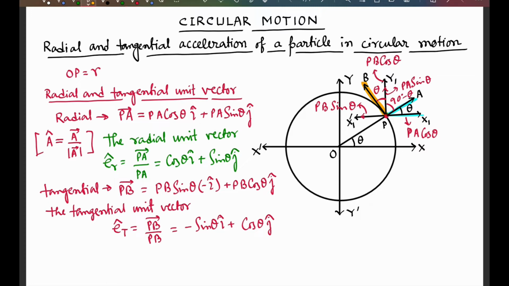Therefore, we can say that whenever a particle is in circular motion, at any instant, the radial unit vector is cos theta i cap plus sin theta j cap, and the tangential unit vector is minus sin theta i cap plus cos theta j cap.